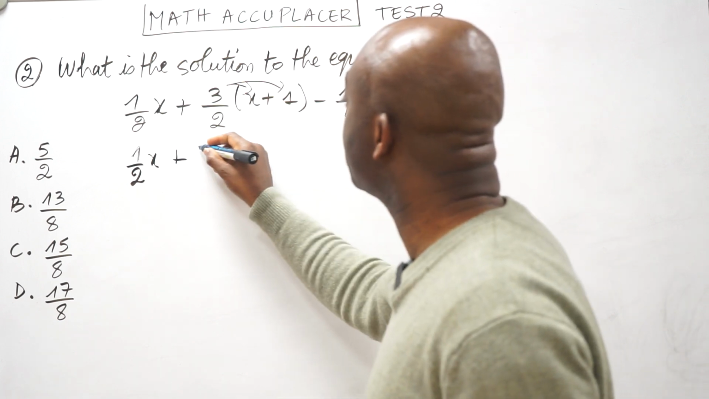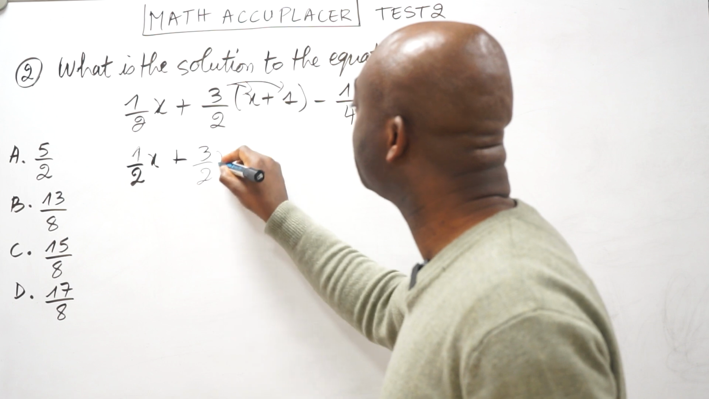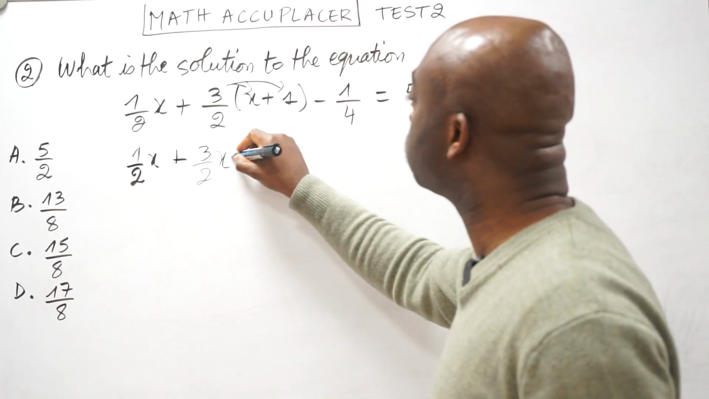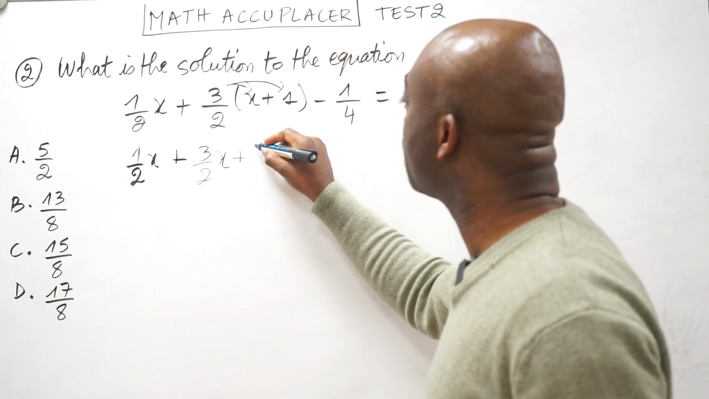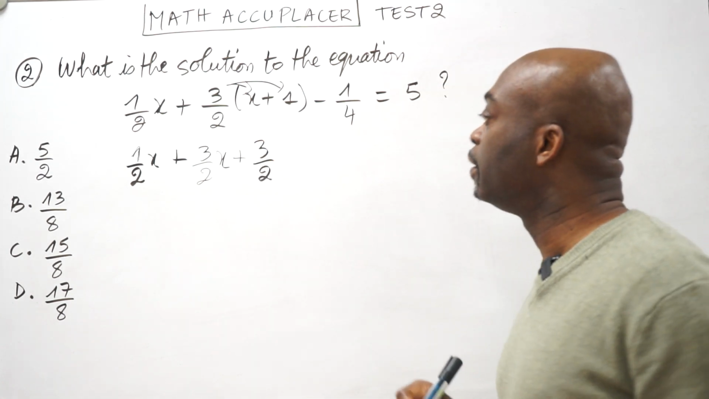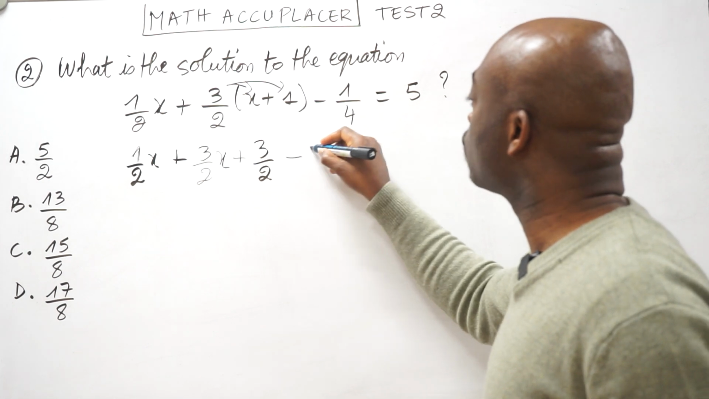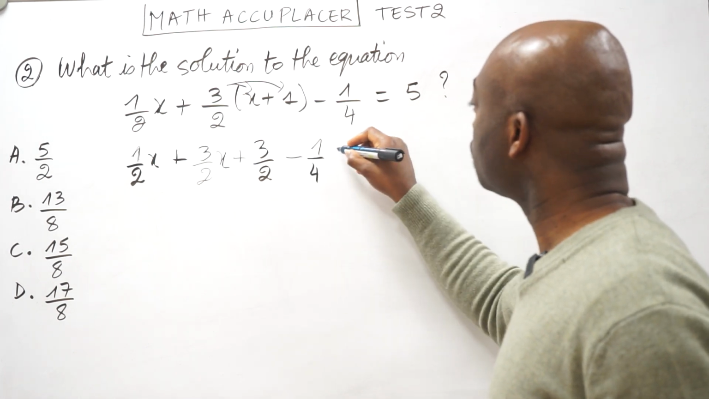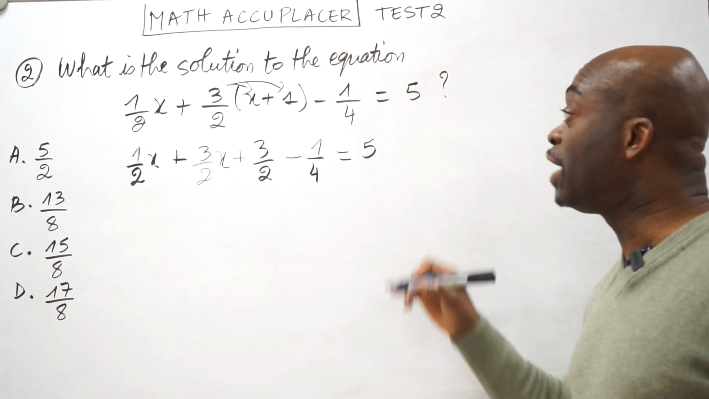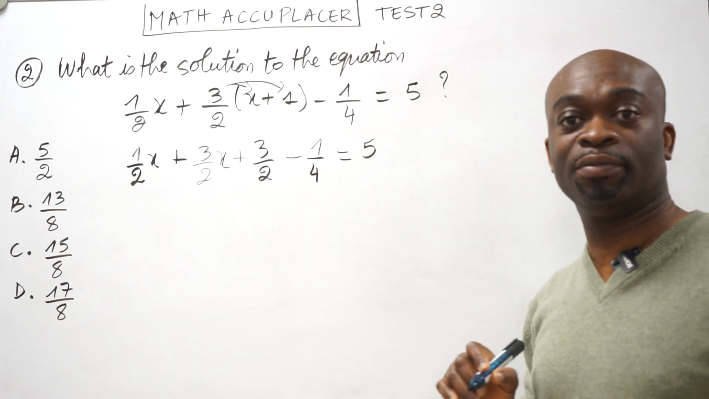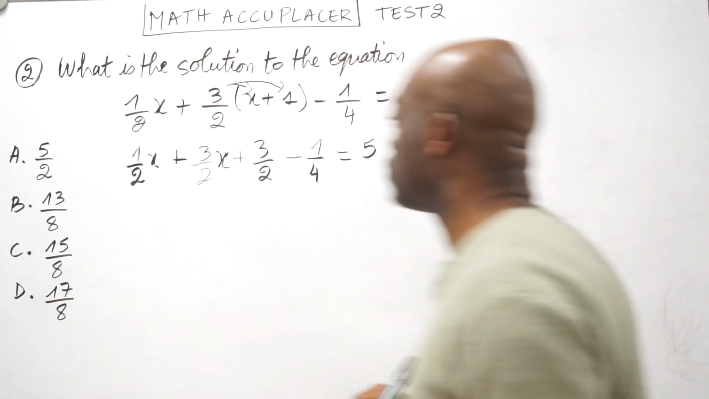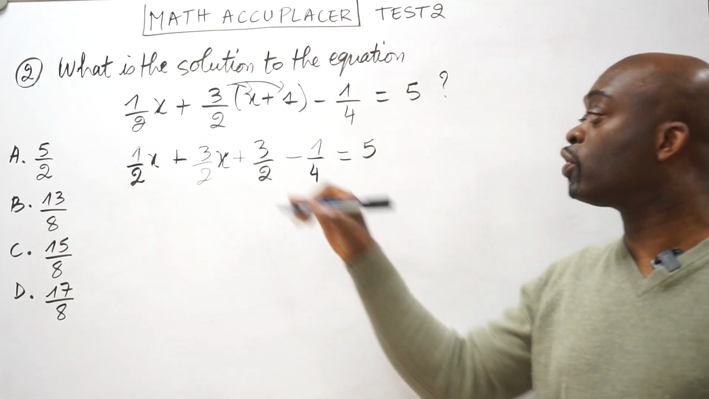It's going to give us 3 over 2x. And then 3 over 2 times 1 is going to give us plus 3 over 2. And then minus, we bring down the quarter, and of course we bring down also the 5. So anything we have not used, we just bring it down. Let me put back the x here very well so we see what's really happening there. All right, so this is what we're dealing with.